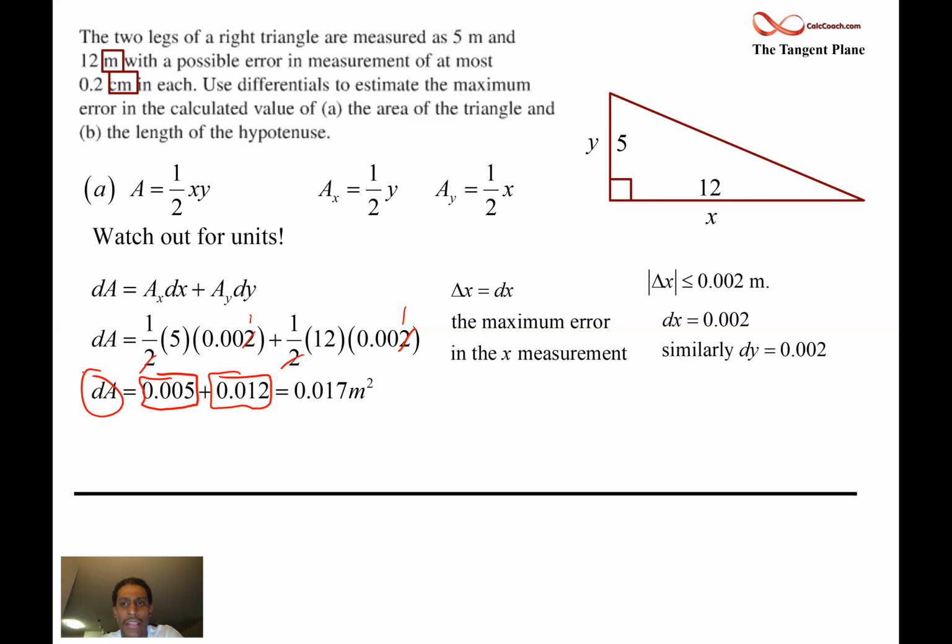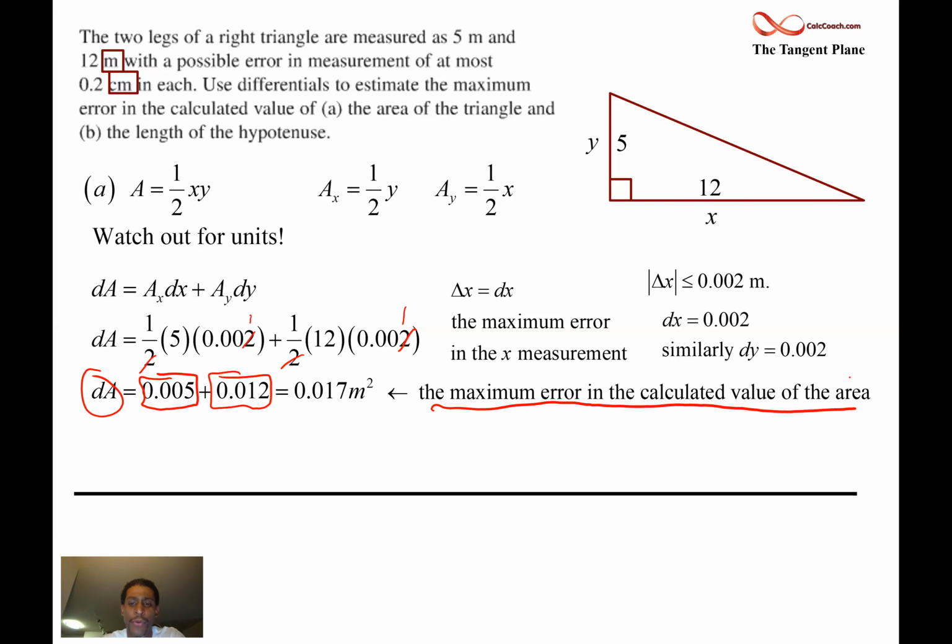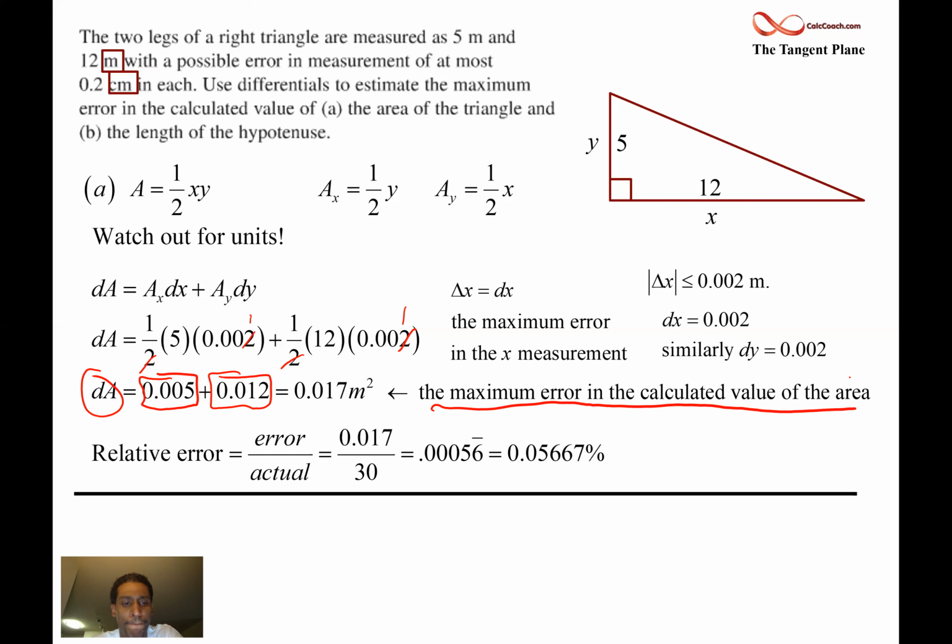What are you allowed to have as your error? So this is the maximum error. It's up or down, positive or negative, so we're just using the absolute value there. And so the maximum error in the calculated value is going to be 0.017 square meters.